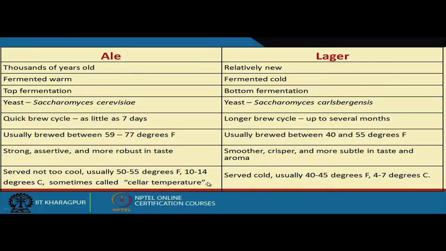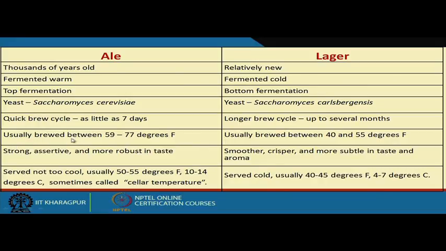Now this is the difference between the ale and lager beer. Ale is about 1,000 years old, while lager beer is relatively new. And I told you that in ale beer, the fermentation takes place at a little bit higher temperature as compared to the lager beer. Ale is made using top fermenting yeast, and lager using bottom fermenting yeast. Ale is produced by using Saccharomyces cerevisiae, and lager is produced by using Saccharomyces carlsbergensis. Ale has a quick brewing cycle of about 7 days. Lager has a longer cycle, that is several months.